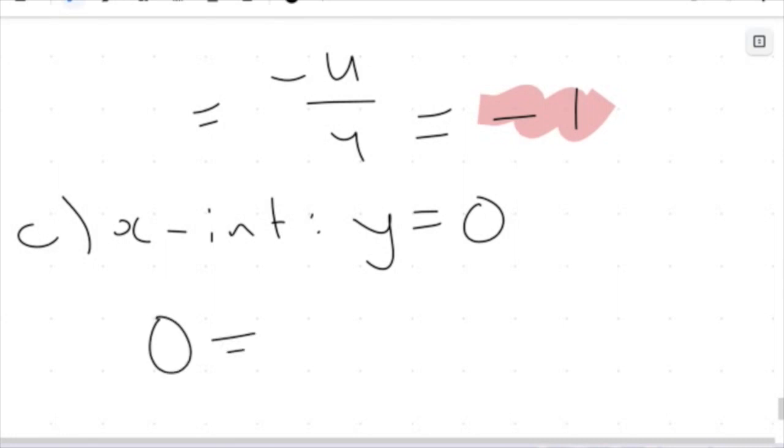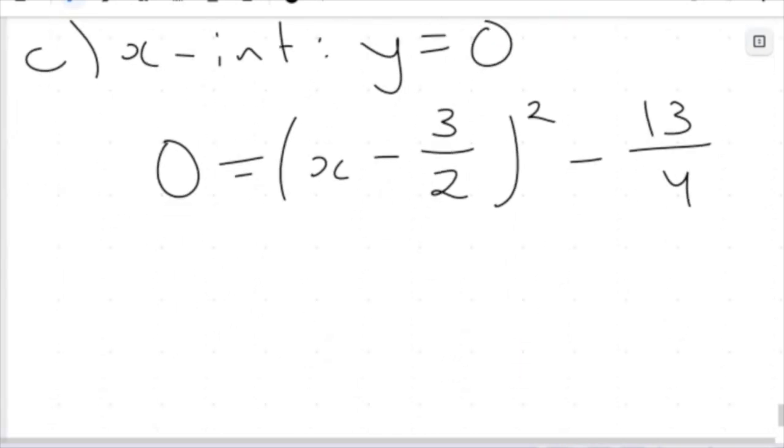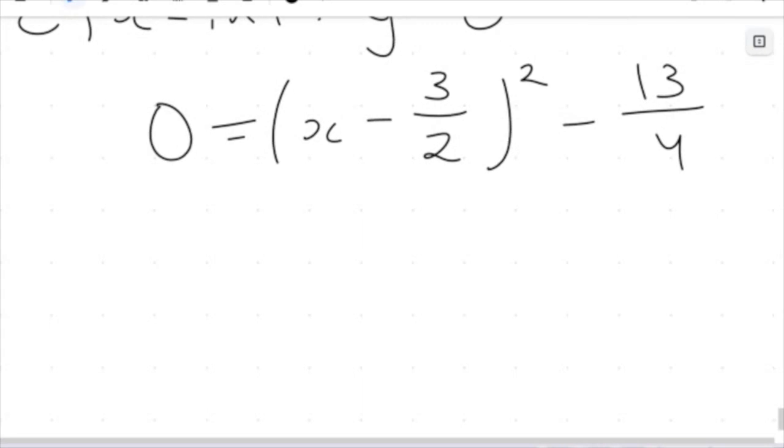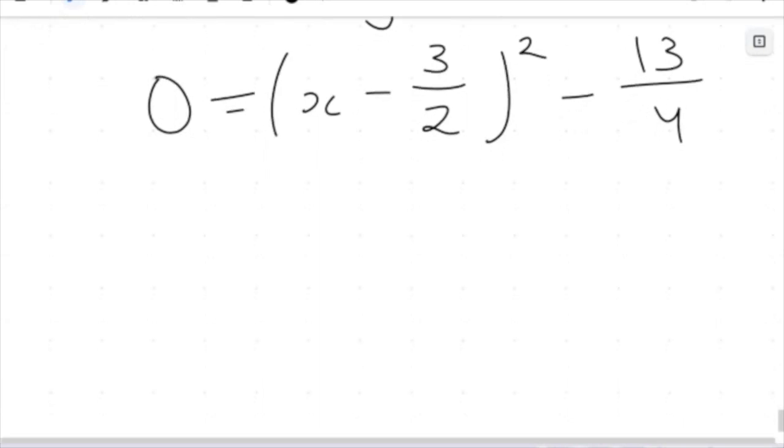Now, substituting in y equals 0, I'm going to get x minus 3 on 2 squared minus 13 on 4. Now I'm going to factorize this one in the different way we looked at in the previous series when we looked at completing the square. Instead of just moving this 13 on 4 to the other side and solving it that way, which is definitely a way we can do this, I'm just going to do the other way so we can practice.